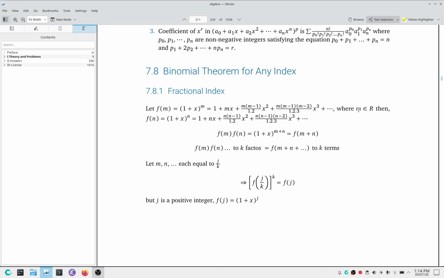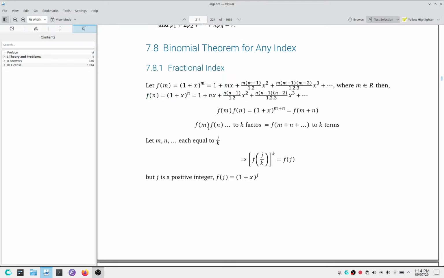Now, if m is in the set of real numbers, then f of m can be written similarly here, and f of m times f of n is equal to 1 plus x to the power m plus n, which is f of m plus n. So, f of m into f of n to k factors is equal to f of m plus n to k factors. Now, we let m and n each equal to j upon k. So, f of j upon k to the power k is equal to f of j.